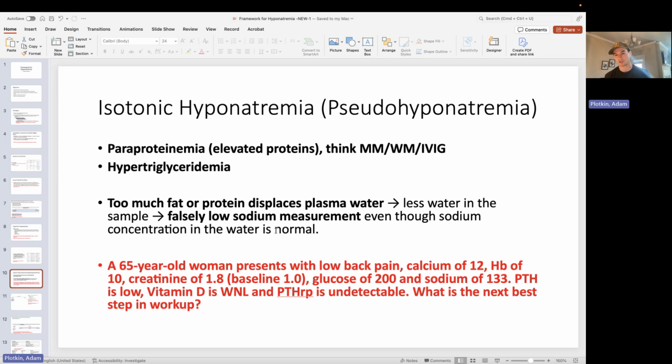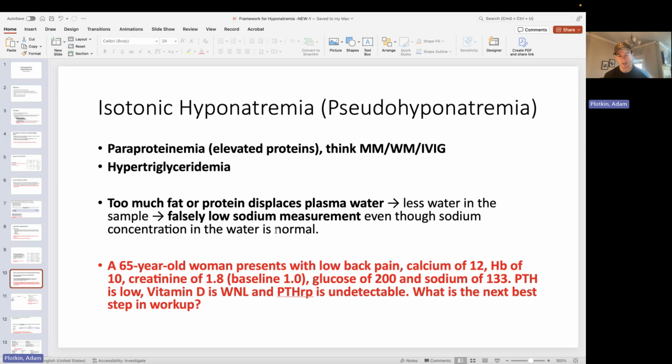For elevated protein levels, I want you thinking multiple myeloma, Waldenstrom, and IVIG that we're using to treat diseases, and hypertriglyceridemia, right? We already know it's going to be a super duper high level of triglycerides, like upper hundreds to thousands. The mechanism behind this is that too much fat or protein will displace the plasma water. If there's less water in the sample, it leads to a falsely low serum sodium level, even though the sodium concentration is really not low. So it's a problem with our detector. It's not that there's actually low sodium in the system. It's a problem with the way our lab equipment is detecting the sodium level.